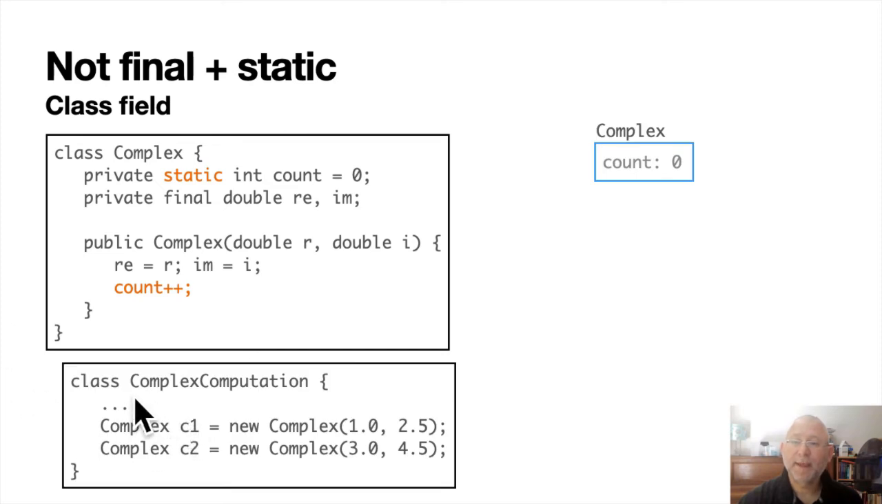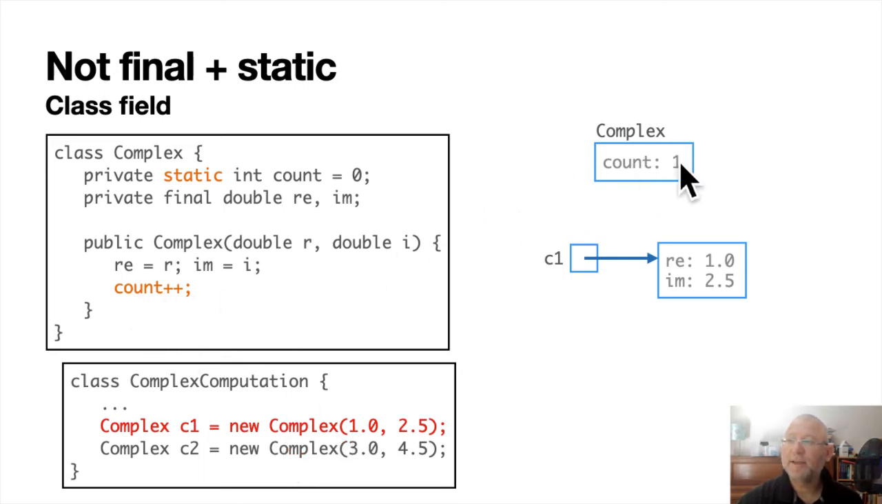Let's see what happens. Here is class Complex computation now. Before I even start creating these complex numbers, Java creates a representation of the whole class with that static field count, which is 0. It's initialized to 0 at the start. And when I create C1, it creates the instance with its instance fields, RE and IM, with values as before. But part of this constructor is to increment count. So therefore count now becomes 1.